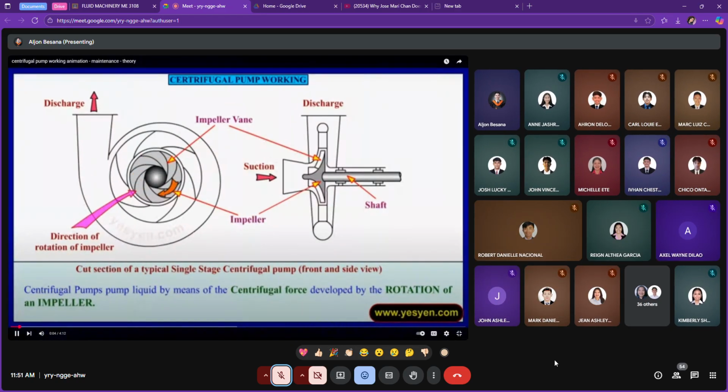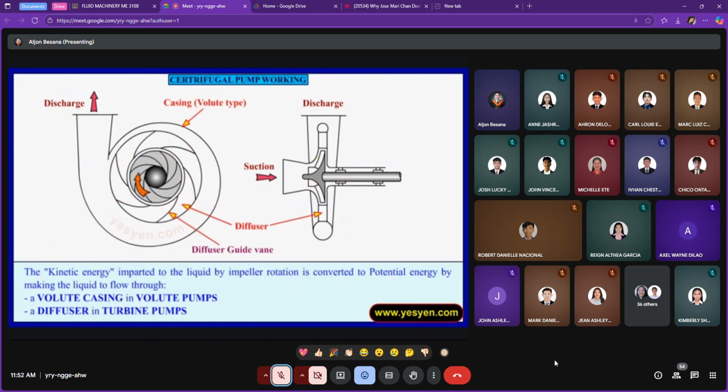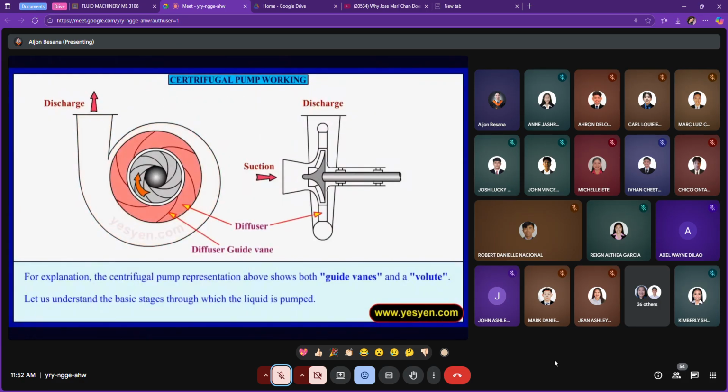Centrifugal pump working. Centrifugal pumps pump liquid by means of the centrifugal force developed by rotation of an impeller. The kinetic energy imparted to the liquid by impeller rotation is converted to potential energy by making the liquid flow through a volute casing in volute pumps, or a diffuser in turbine pumps. For explanation, the centrifugal pump representation above shows both guide vanes and the volute. Let us understand the basic stages through which the liquid is pumped.